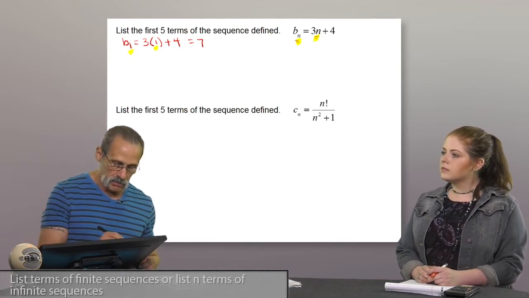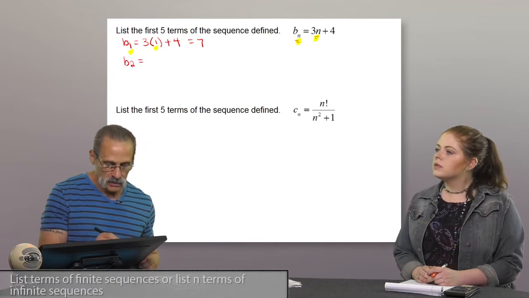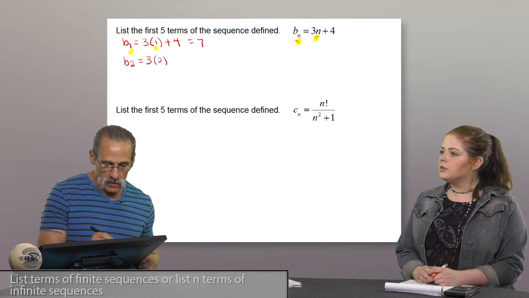So if I go ahead and take a look at b sub 2, what would the calculation look like? It would be 3 times 2 plus 4.